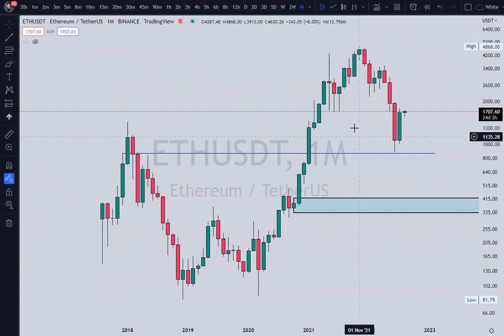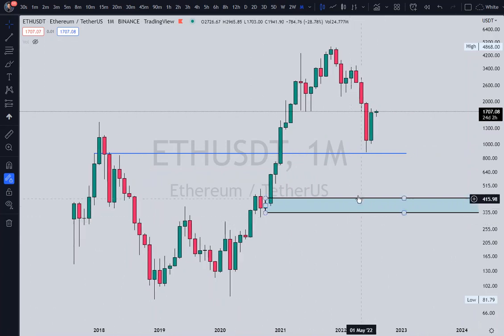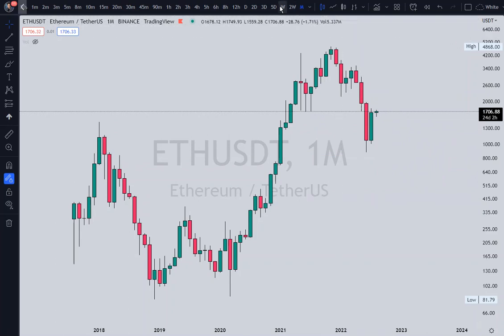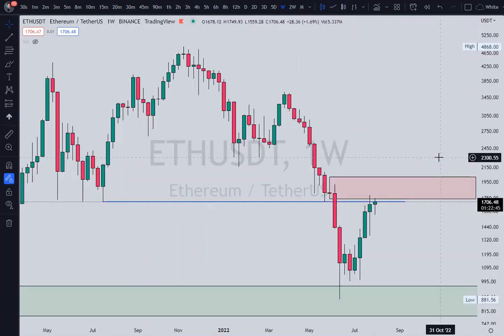Okay, here we are in the Ethereum charts. This is the monthly chart. This blue line shows a very important support. It shows a bounce here, and also this box here. This is my main support area, and I already put a few buy orders here, and I believe Ethereum will go and test this area. This is the monthly, and let's go to weekly to see what's going on in the weekly time frame.